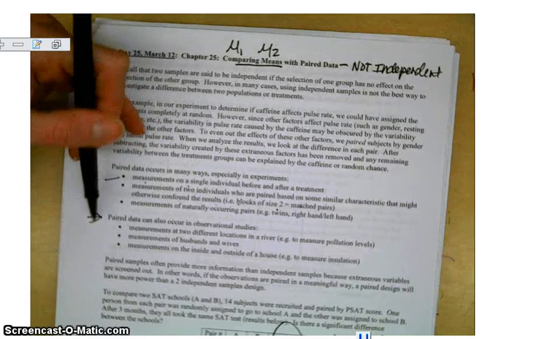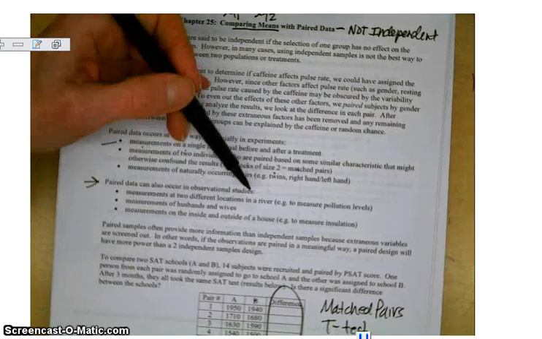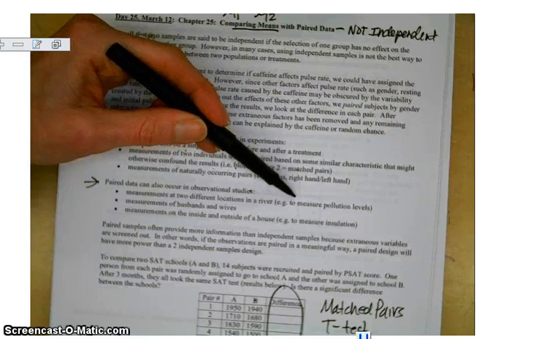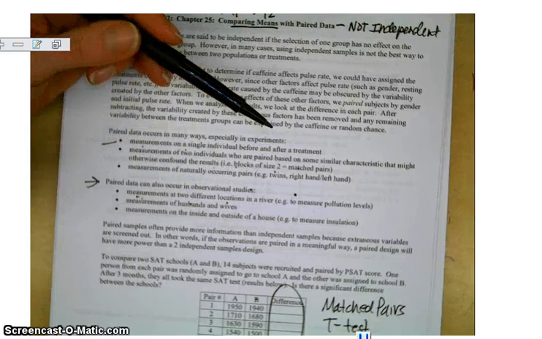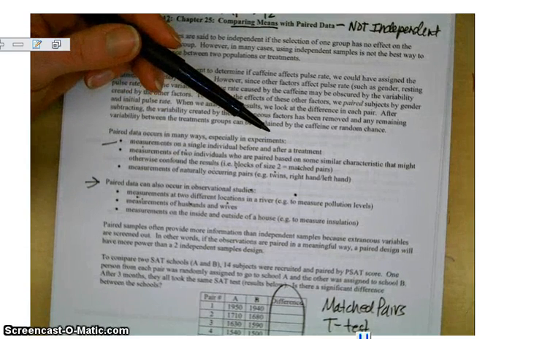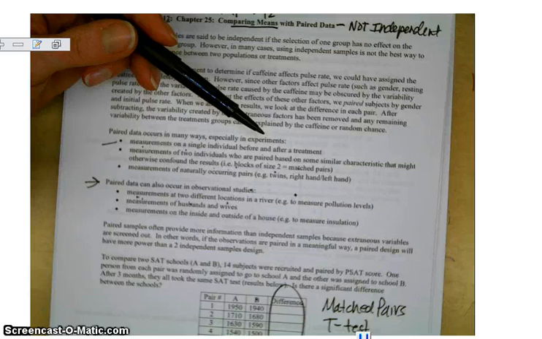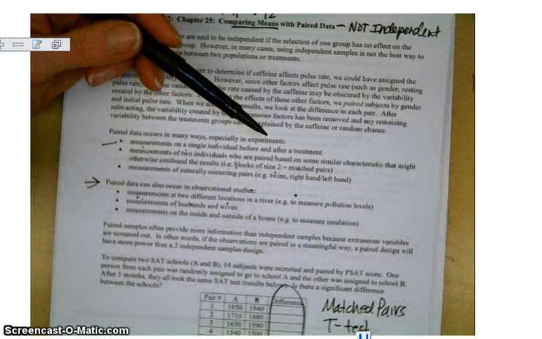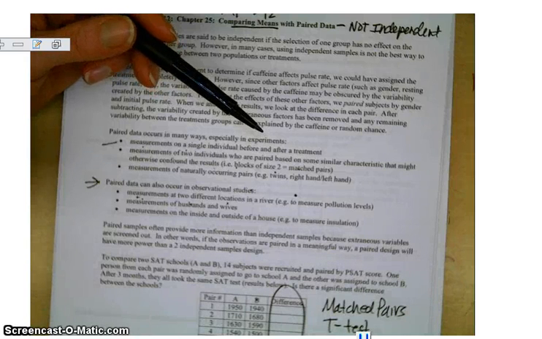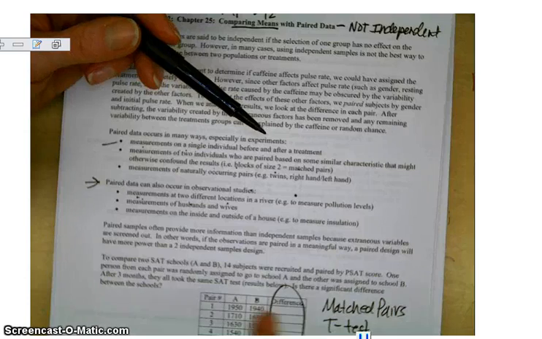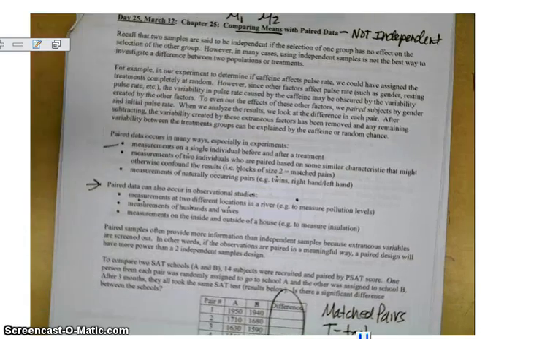So paired data can also occur in observational studies. Measurements at two different locations in a river to measure, say, pollution levels. Measurements of husbands and wives. Measurements on the inside and outside of a house, like temperatures. You want to see how your insulation is working, if it's working evenly throughout your house. So you would find the temperature outside your house in various locations, and then inside your house at the locations that are close, at a window. So you'd measure the temperature outside the window and inside the window. Outside a wall and inside a wall. Are your windows insulating like they should be?